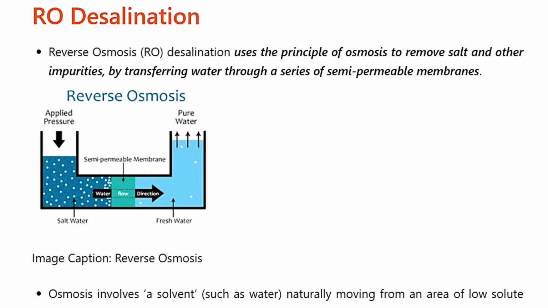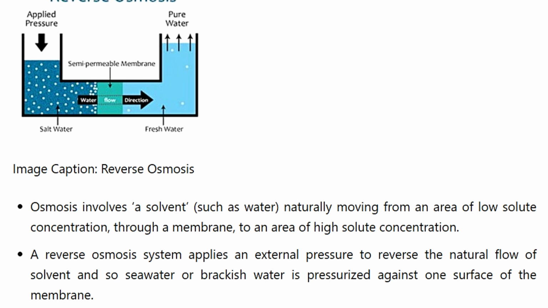What is desalination technology? Desalination refers to the removal of salts and minerals from water. Today there are two main types of desalination technologies. Reverse osmosis. Thermal desalination. RO desalination. Reverse osmosis, RO, desalination uses the principle of osmosis to remove salt and other impurities, by transferring water through a series of semi-permeable membranes. Osmosis involves a solvent, such as water, naturally moving from an area of low solute concentration, through a membrane, to an area of high solute concentration.